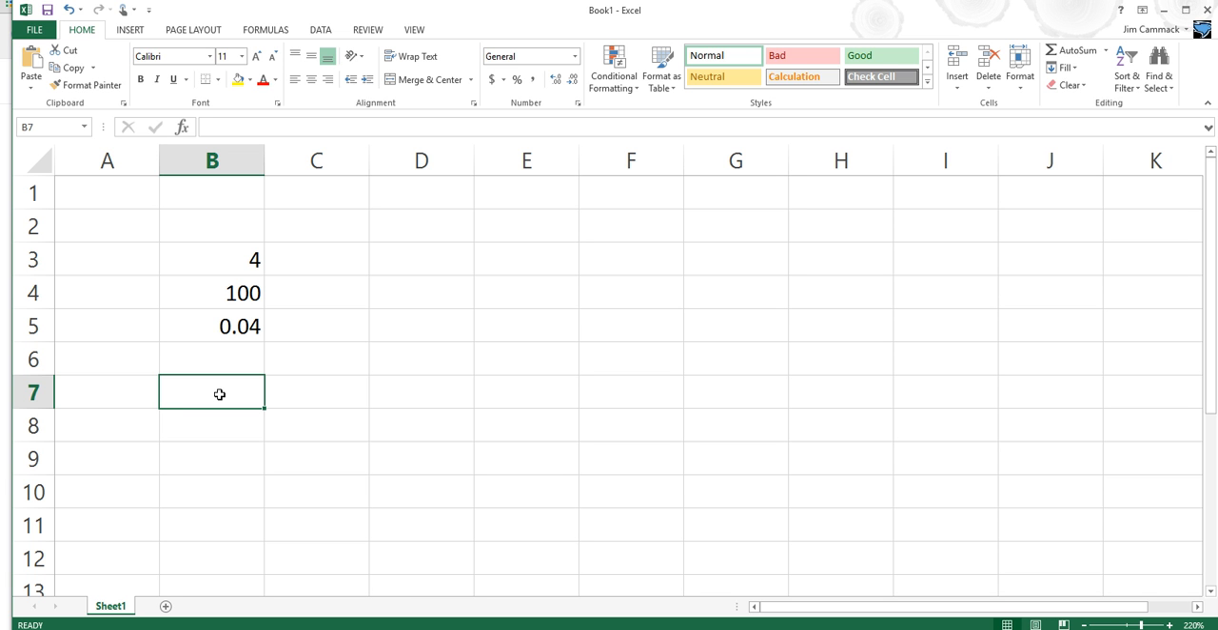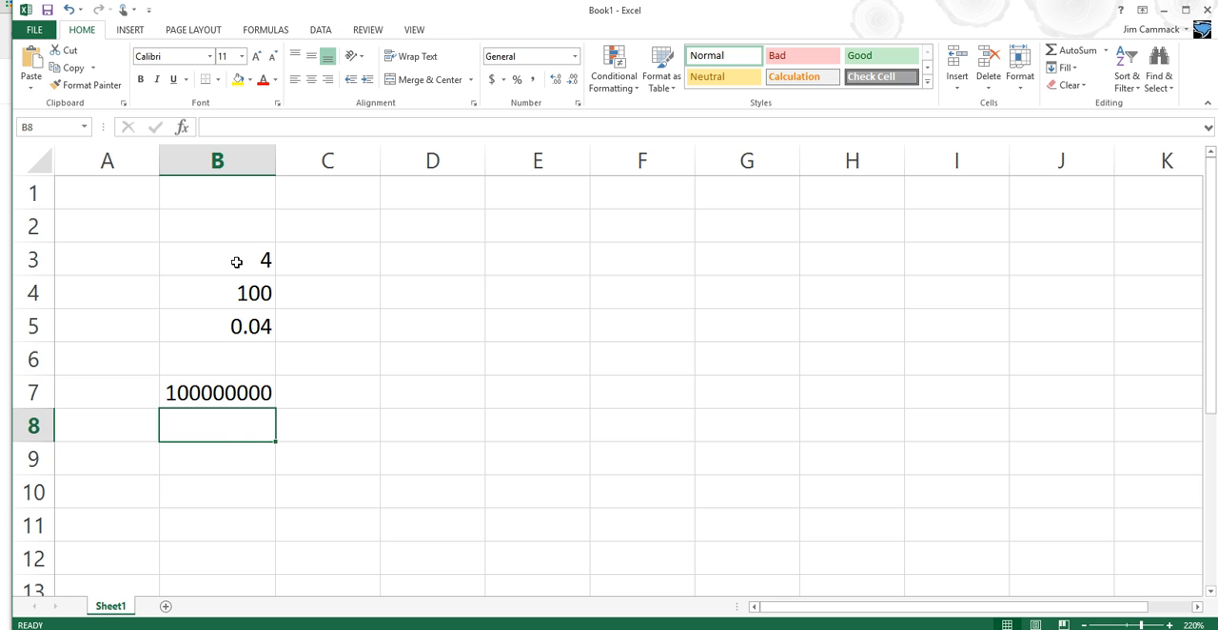Let's say I wanted to take 100 and raise it to the fourth power. That would be equal to B4, and I use the caret symbol, and the caret symbol on your computer is in various places. On my computer, it's above the 6, so I'm going to hold down the shift key and put that in there. So B4 raised to whatever is in B3, which is the fourth power. I'm going to press enter, and I can see that's the value of B4 raised to the fourth power. Something might be easier.